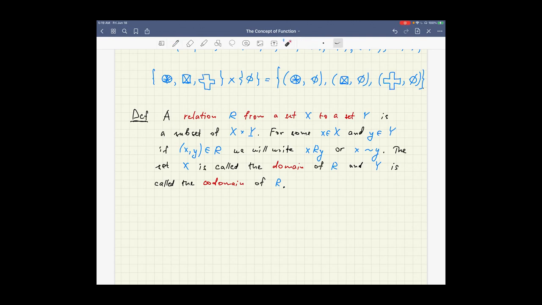Nothing prevents us from considering the situation when X and Y are equal. In this case, instead of saying that R is a relation from X to X, we will simply say R is a relation on X. A relation from X to X is called a relation on X.